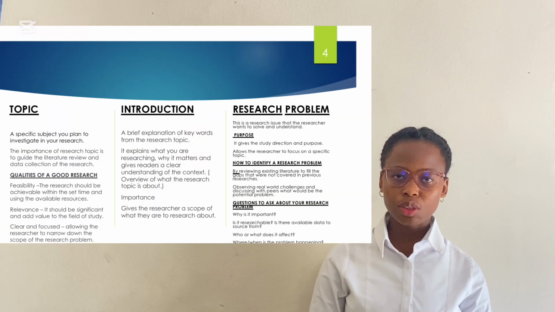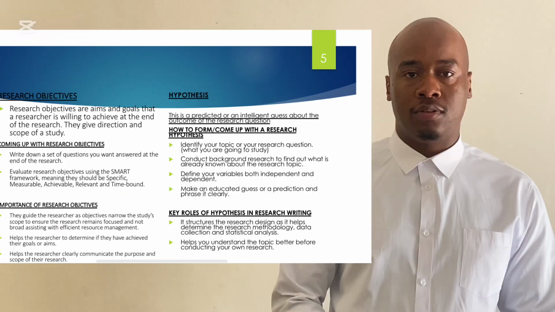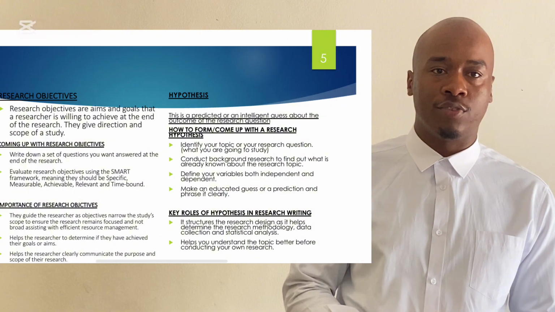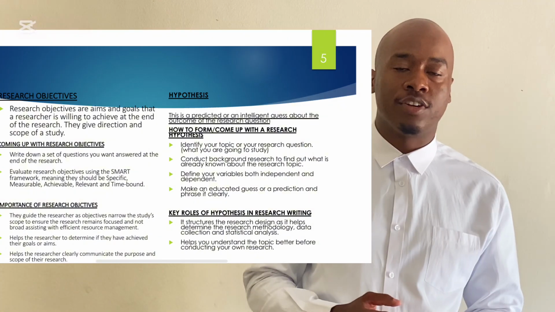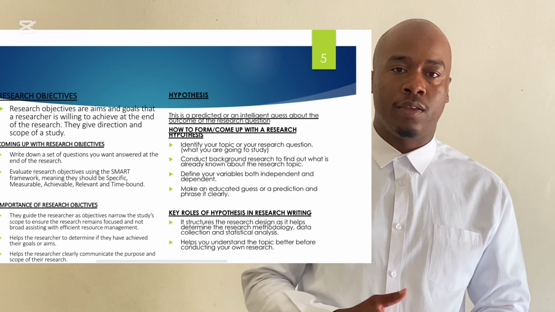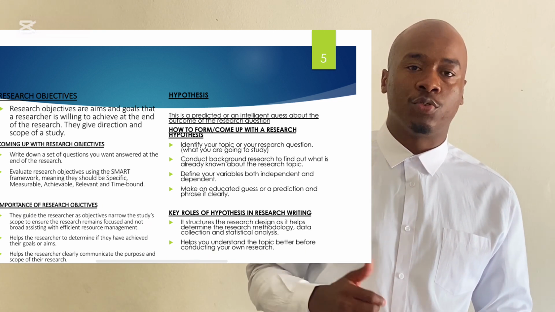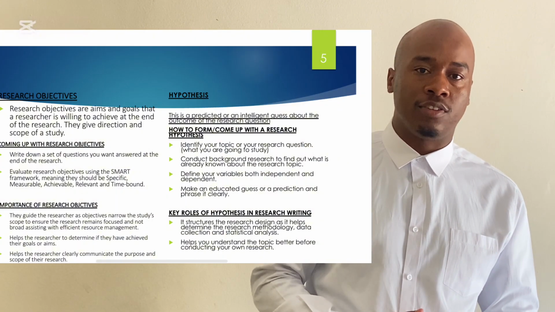Now I'll be handing over to Opil, who will take us through the research objectives and hypotheses. Good day everyone. Today I'll be talking about two important elements in research writing, which is research objectives and hypotheses. I'm going to start with research objectives. Research objectives are aims and goals that the researcher is willing to achieve at the end of the study. These give the direction and the scope of the study.